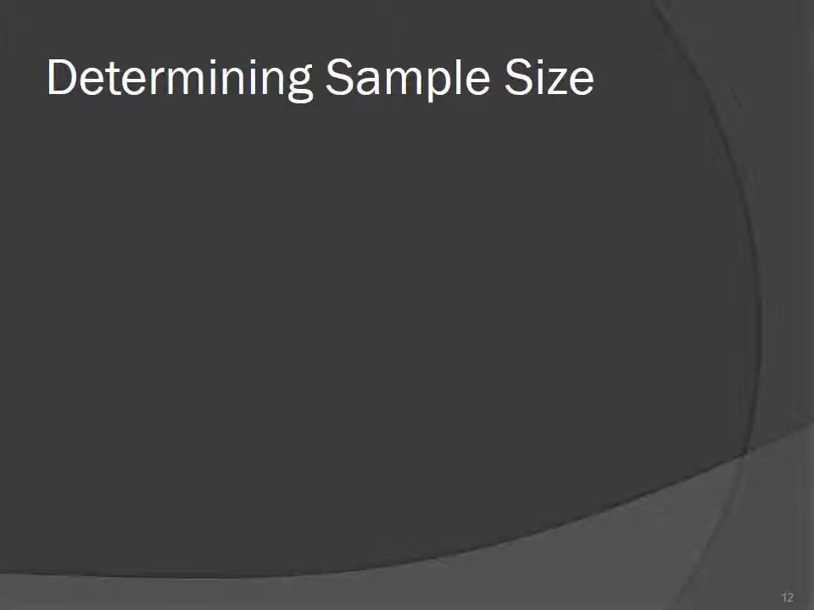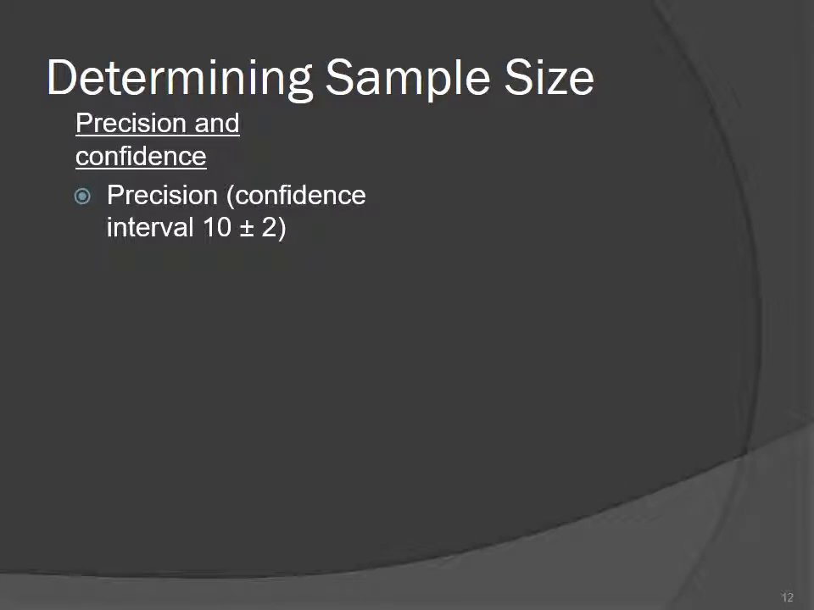When you're trying to decide how big your sample should be, there's a trade-off between precision and confidence. Precision is how close you are to where you should be, but if you have a confidence interval, the larger the interval is, the less precise you are. So if I say tomorrow the temperature will be 55 degrees, I'm probably going to be wrong, but I was very precise. If I say it's going to be 55 plus or minus 5, that means 50 to 60 degrees, and all of a sudden I'm pretty confident of what I said, but I wasn't very precise.